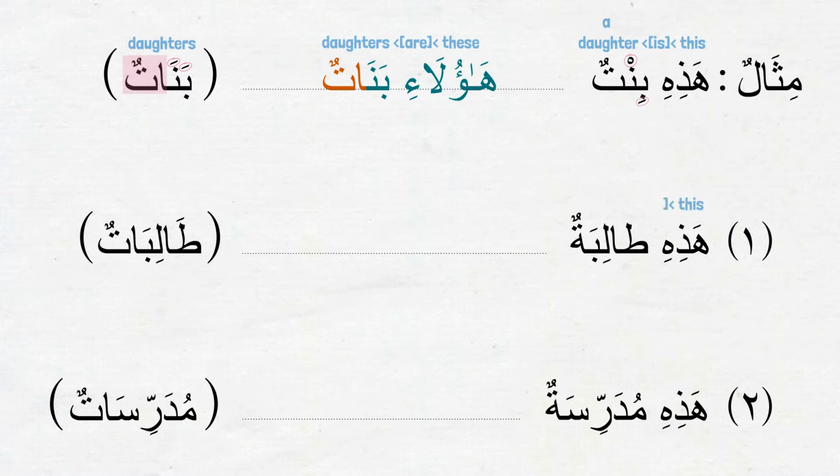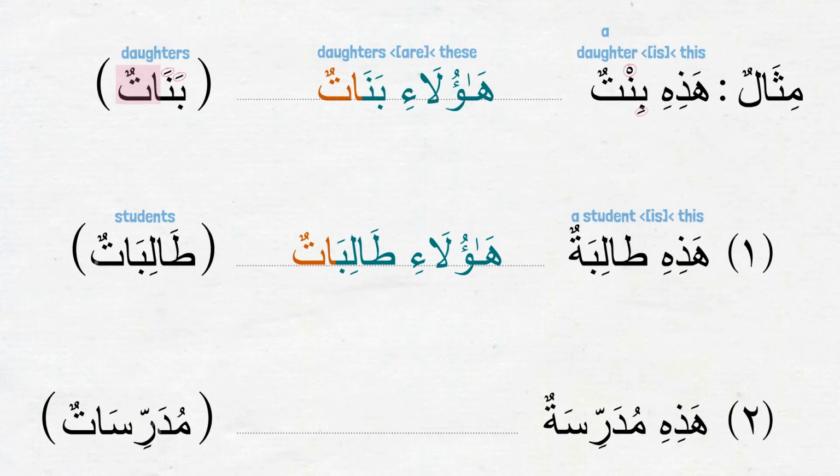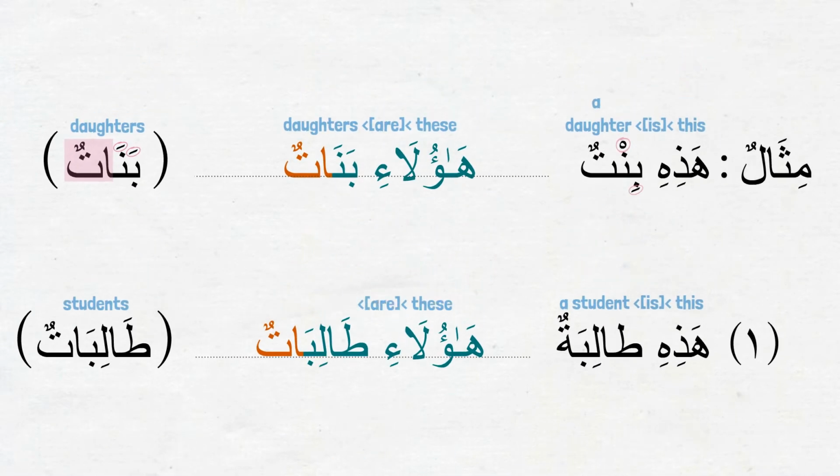Sentence 1 is هذه طالبة. This is a female student. The plural of طالبة is طالبات. The new sentence then should be هؤلاء طالبات. These are students.